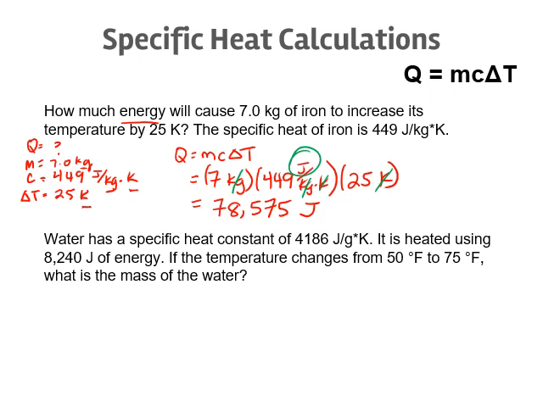For our next problem, water has a specific heat constant of 4,186 joules per gram times Kelvin. It is heated using 8,240 joules of energy. If the temperature changes from 50 to 75 degrees Fahrenheit, what is the mass of the water?